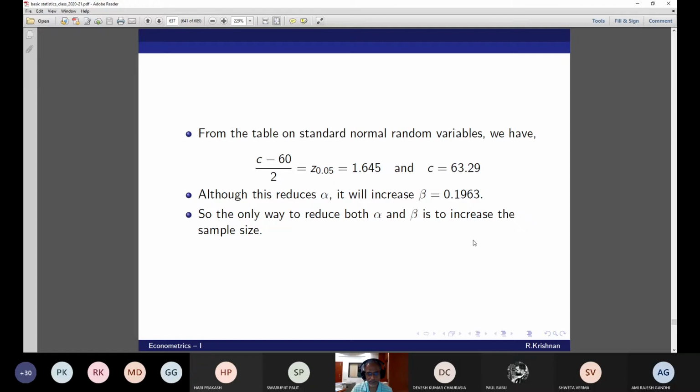So it's quite high now. What is the only way to reduce both alpha and beta? The only way to reduce both alpha and beta is to increase the sample size. There is no way you can do otherwise. If you reduce one, the other one will go up.